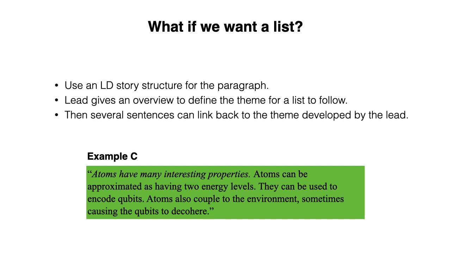Atoms have many interesting properties. Atoms can be approximated as having two energy levels. They can be used to encode qubits. Atoms also couple to the environment, sometimes causing the qubits to decohere.